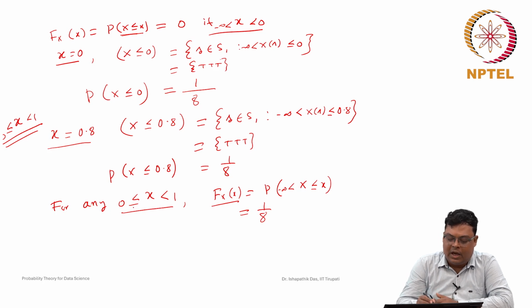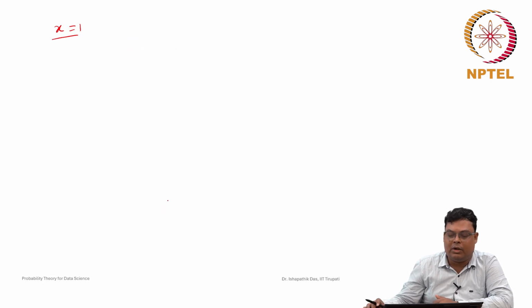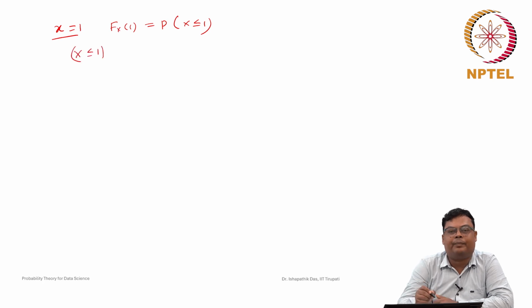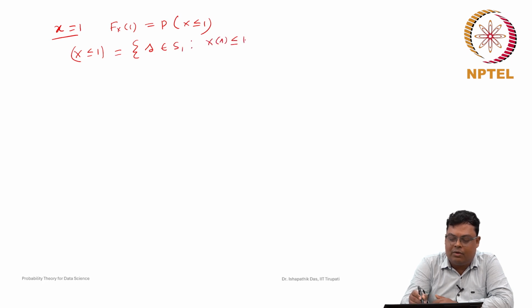Whenever x is between 0 and 1, that is, x is greater than or equal to 0 and less than 1, the value of this function is constant, it is 1 by 8. Now we will take x greater than or equal to 1. So whenever x is equal to 1, we want to find F of 1. This is nothing but the probability that X is less than or equal to 1. So for this we first have to find the set X less than or equal to 1, which is all s belonging to S1 such that X of s is less than or equal to 1.